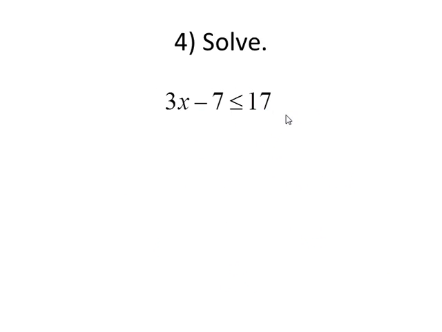Here I have just a basic linear inequality, no absolute value, so I don't have to worry about trapping or splitting. I just want to isolate the variables, so I'll add 7 to both sides. 3x less than or equal to 24, and I'll divide both sides by 3. Since I divided by a positive number, I don't have to worry about changing the direction of the sign.